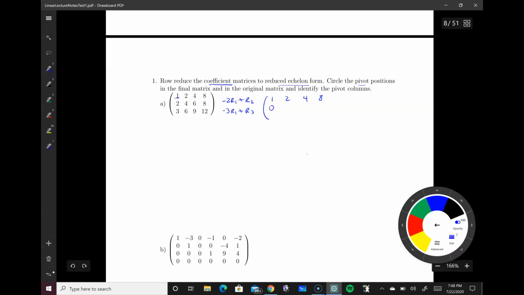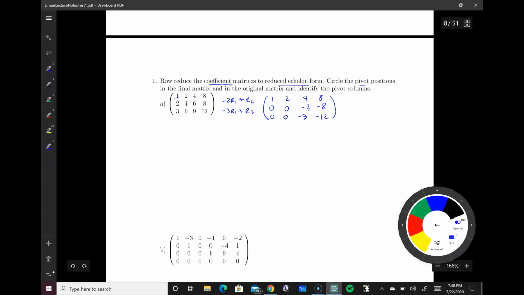So multiply by -2 and add, and -3 and add, -3 and add, and -3, oops, that's supposed to be a -3, okay. And then -3 is -24, so -12, all right.